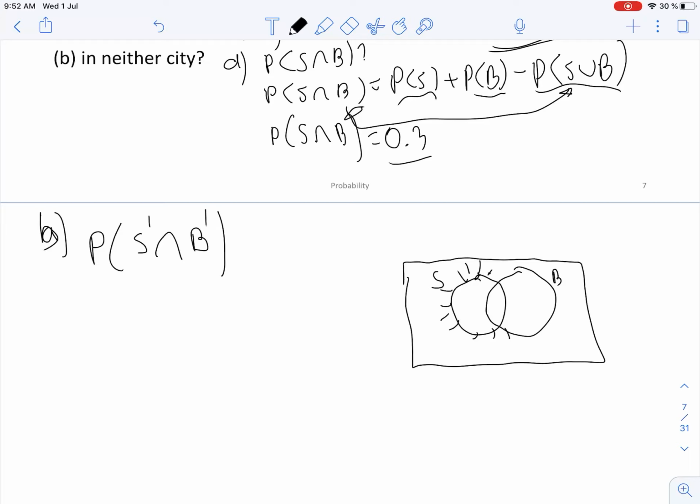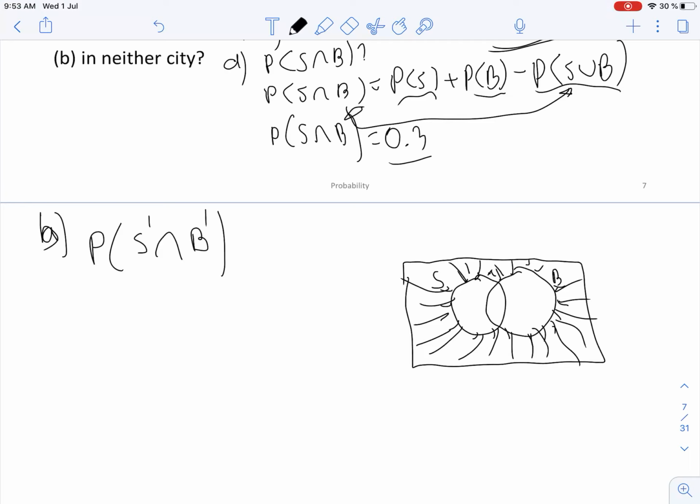But then intersection B, what is B complement? Everything that is outside B. That means that the intersection between those complements will be everything in the rectangle except the two circles. It's everything in the rectangle except the two circles in the middle. Remember that the whole rectangle represents the sample space. That's the probability equal to 1, the whole thing, right?